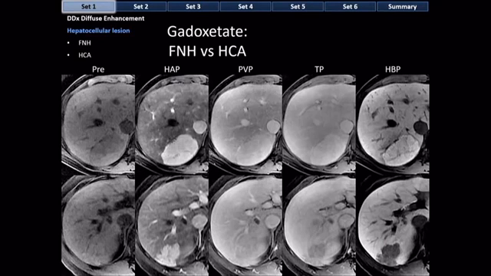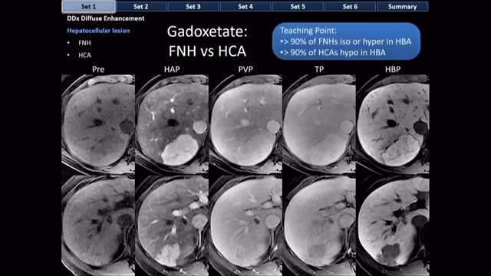Look at the arterial phase images only on the patient on the top and the patient on the bottom. If you only had those arterial phase images, would you be able to know which one was the FNH and which one was the adenoma? I think the answer is no. So it's only by looking at the temporal sequence and seeing that the lesion on the top retains the gadoxetate and the lesion on the bottom doesn't that you can make that distinction.